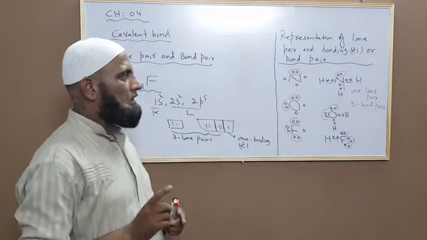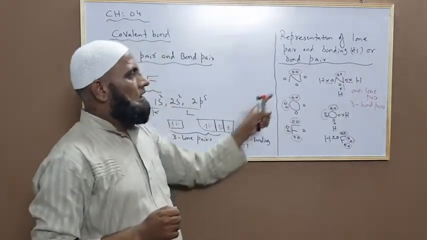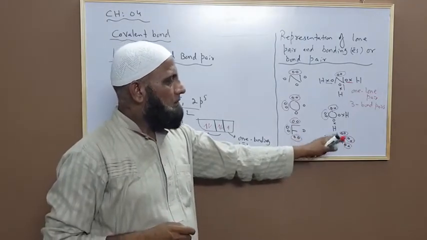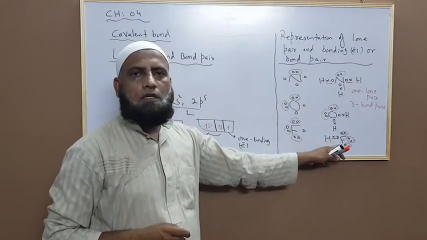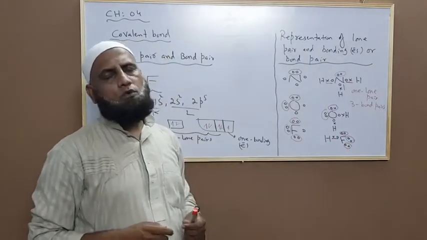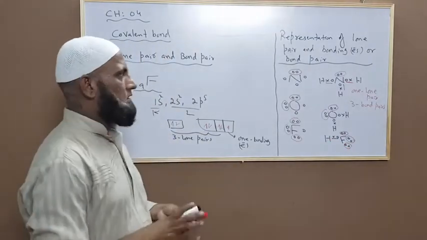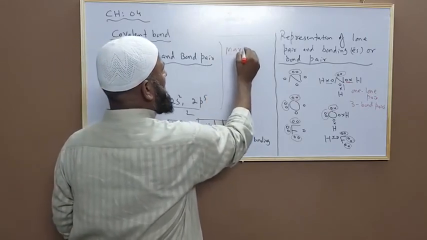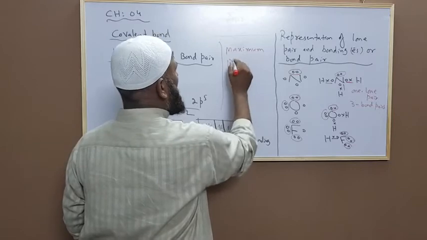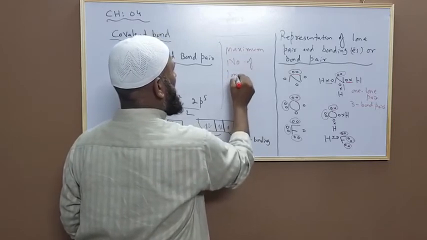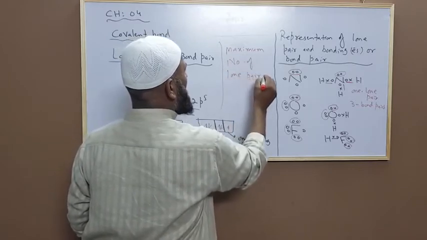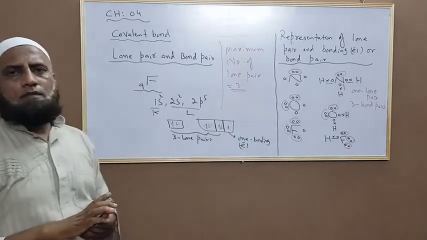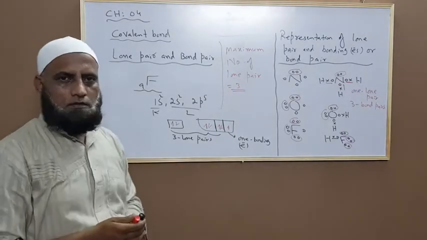Secondly, the maximum number of lone pairs is 3. There is no atom which would have more than 3 lone pairs. The maximum number of lone pairs is equal to 3, while the bond pairs may be 3, 4 and so on.